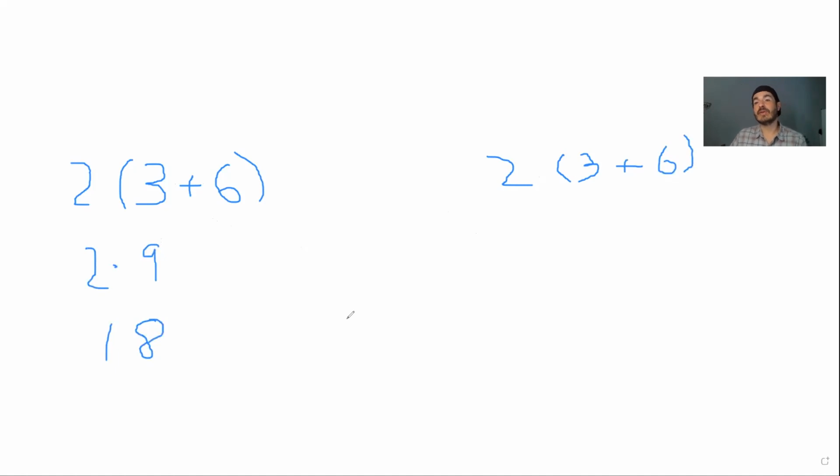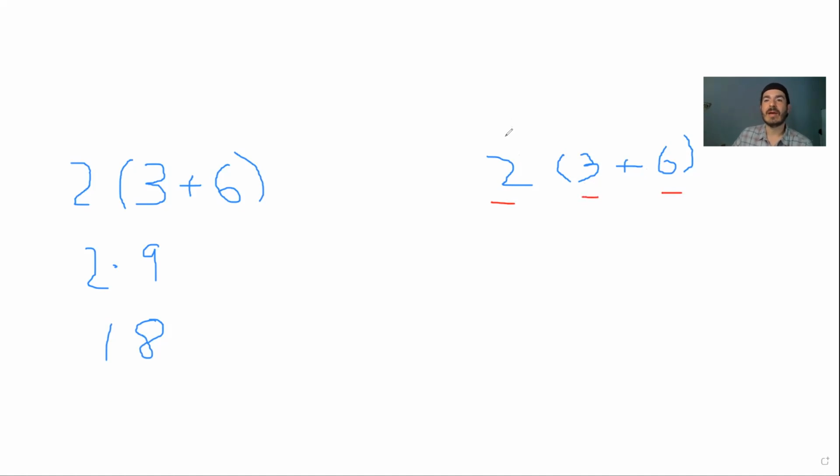The distributive property gives us a workaround. It gives us another way of doing it. What it says is, if you have something outside of the group that you're multiplying by the sum of the group, 3 and 6, if you multiply what's outside, the 2, by both things inside, we call them terms, the 3 and the 6, and keep the inside operator, you're going to arrive at the same answer.